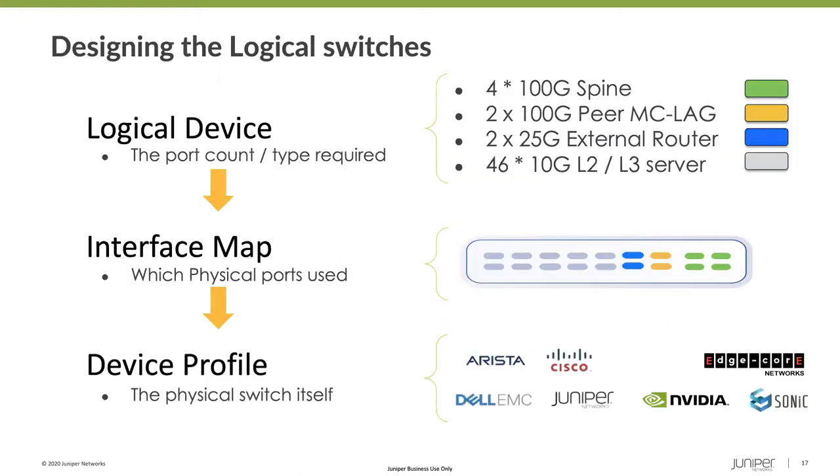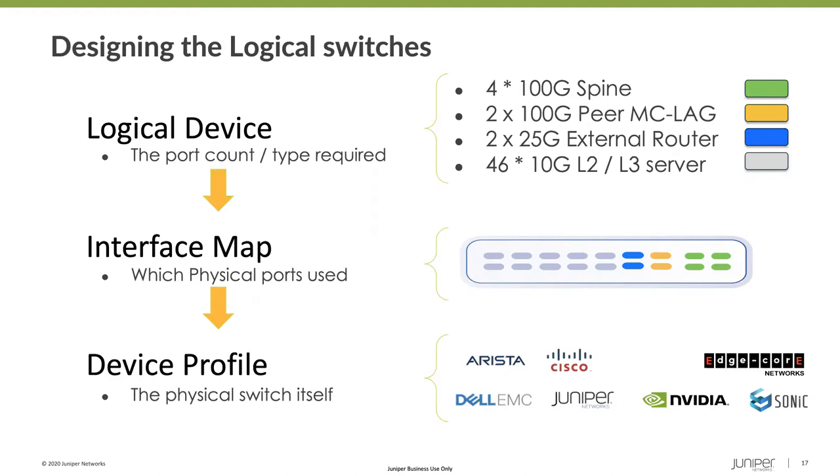And one important thing is a logical device. And what is that? That's close to Lego. Most people understand Lego. So in this case, you say, for instance, I need this kind of logical device that has, for instance, 400 gig uplinks and maybe 20, 25 gigs for server connections. And that's a logical device. And then I will map that into an interface map. I think that will be more seen in the demo.